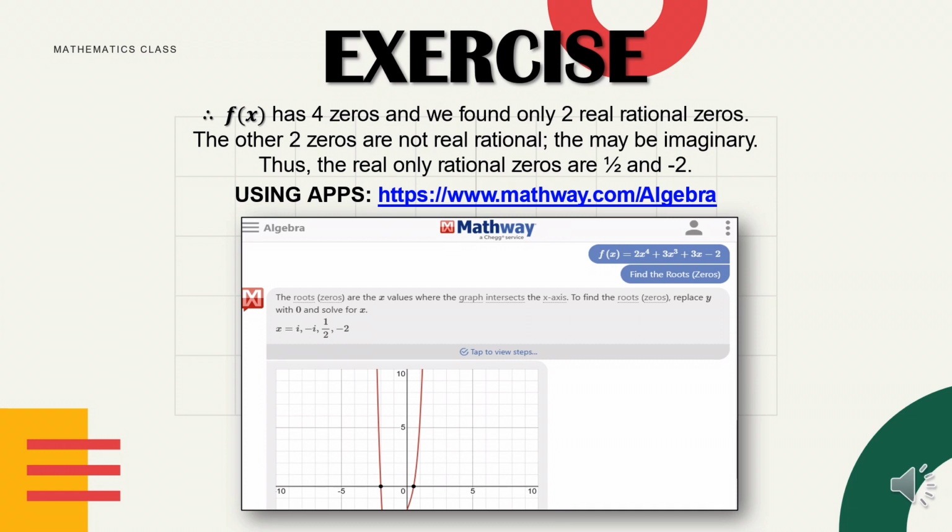From the app, the root zeros are the x values where the graph intersects the x-axis. To find the root zeros, replace y with 0 and solve for x. So the answer is 1/2 and also -2.